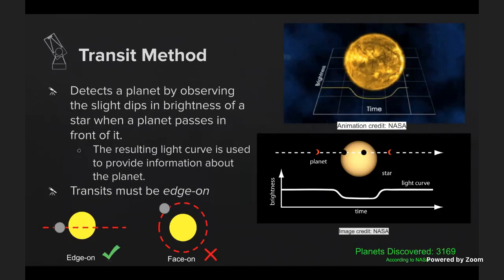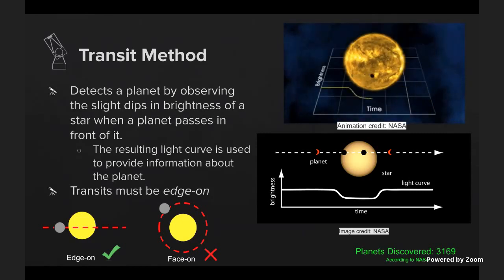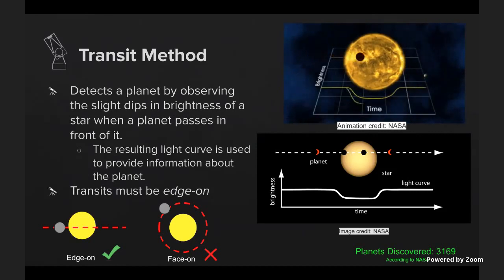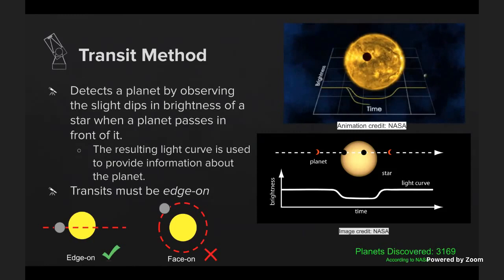The resulting light curve is used to provide information about the planet, information such as the size of the planet, the period of the planet, meaning how long it takes to revolve around the star once, and the distance between the star and the planet. This helps us determine if the planet is within the habitable zone of the star. And in some cases, the composition of the planet, meaning what elements may be abundant on the planet.